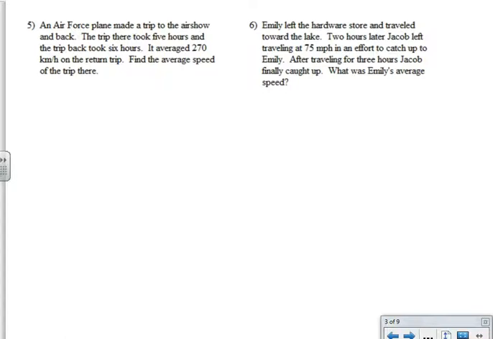So this next question has to do with a different setup. This time we have distance equals rate times time. So you might want to jot down that formula: distance equals rate times time. So this Air Force is going to the air show and then coming back.